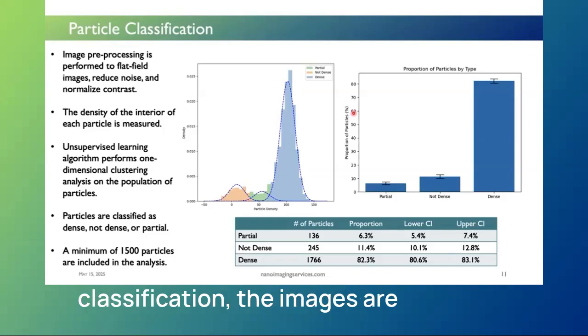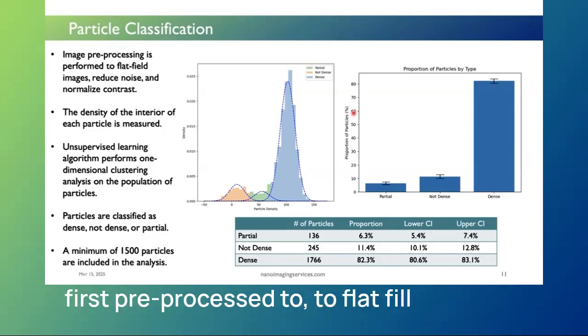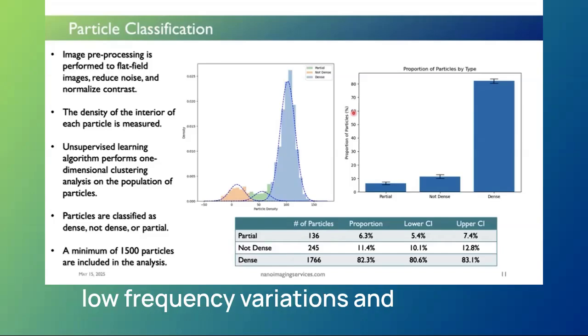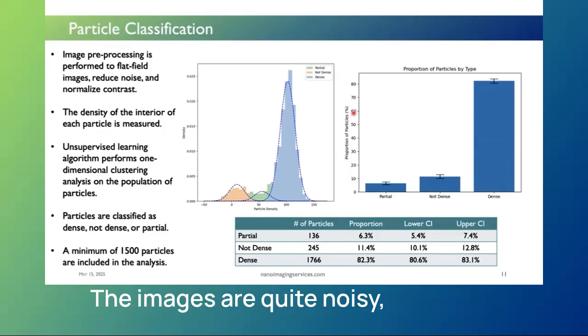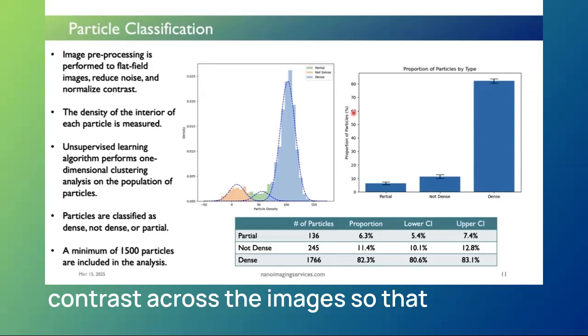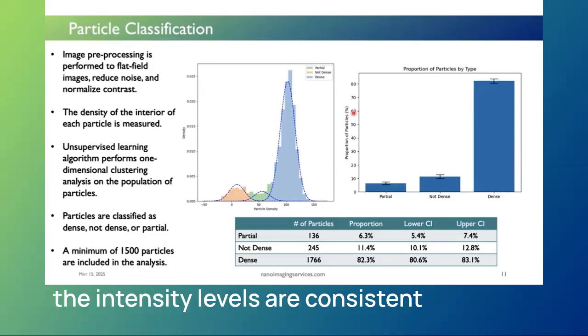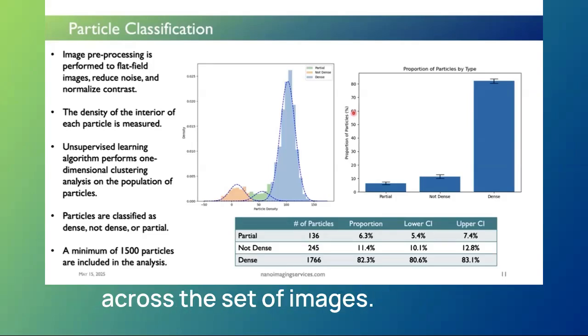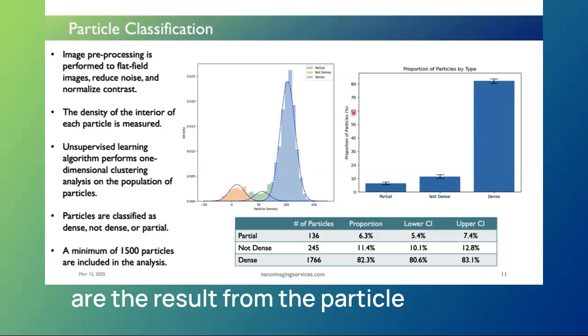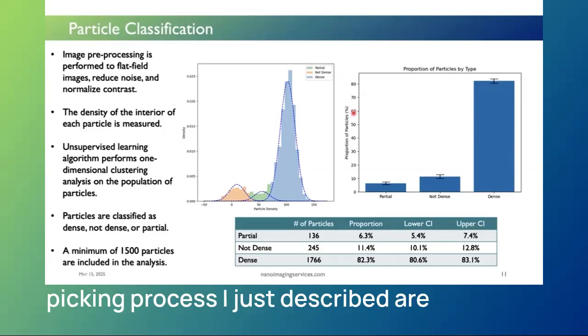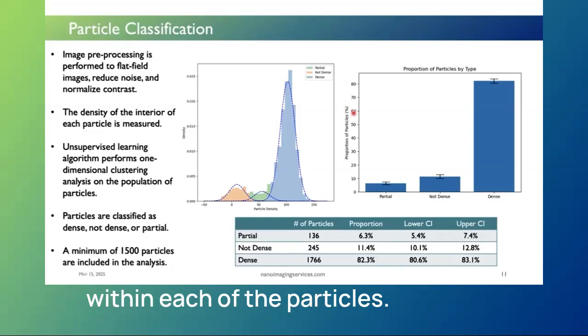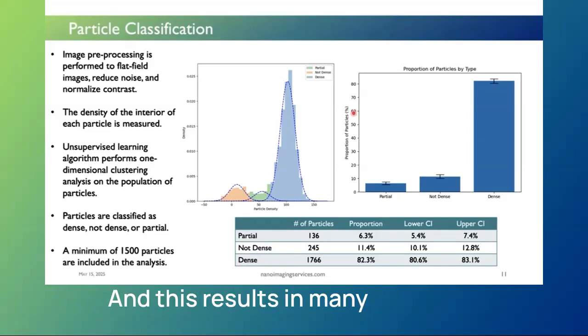So in order to perform the classification, the images are first pre-processed to flat fill the background and remove any low frequency variations in the density of the background. The images are quite noisy, so we filter the images to reduce noise. And then finally, we also normalize contrast across the images so that the intensity levels are consistent across the set of images. The coordinates that result from the particle picking process I just described are then used to measure the density within each of the particles, and this results in many hundreds or thousands of density measurements.